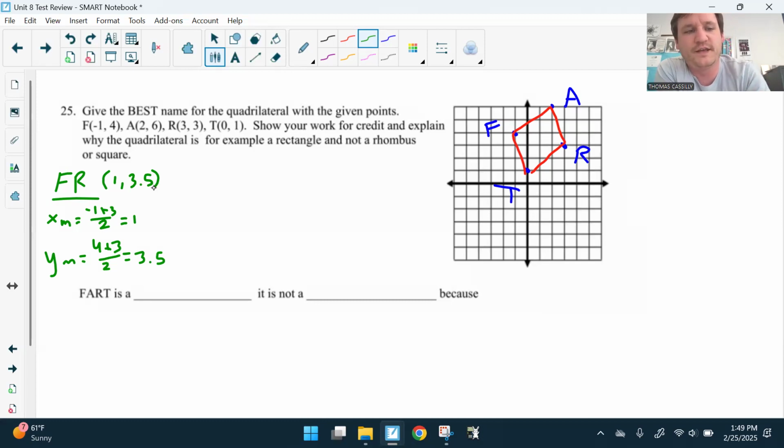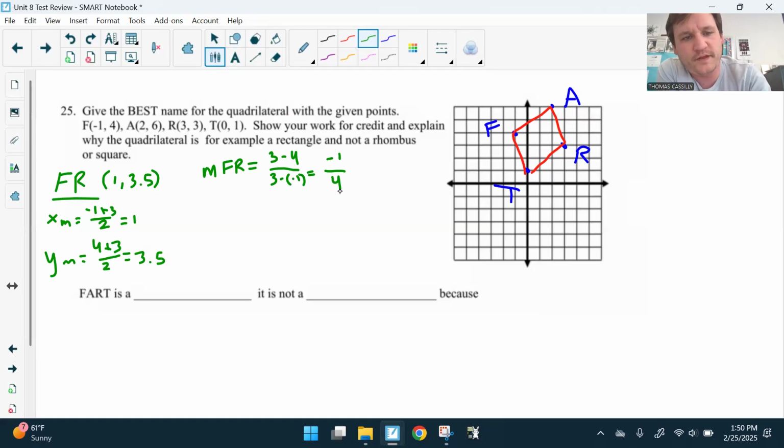So I'm going to find the slope of FR now. The slope of FR is going to be equal to rise over run. So y2 minus y1. I got 3 minus 4 over, let's see here, FR. So I started with R, I went to F. So 3 minus -1. That's going to give me -1 over 4. So the slope of FR is -1/4.